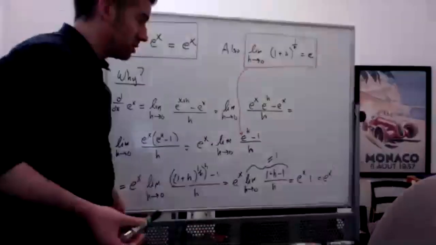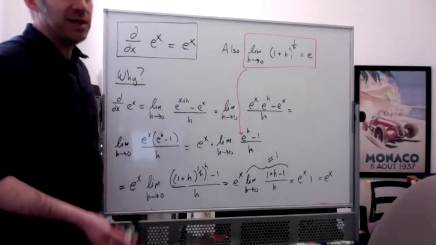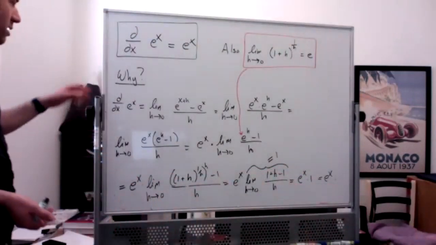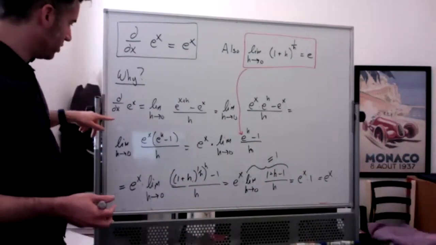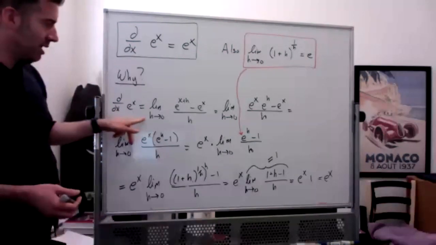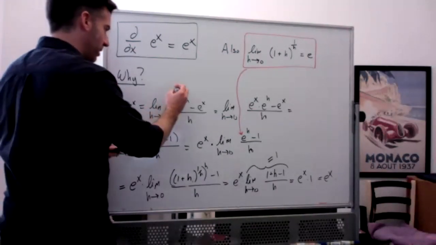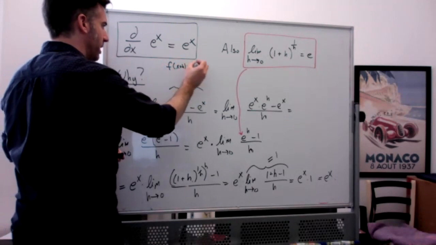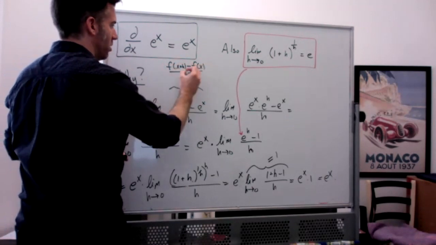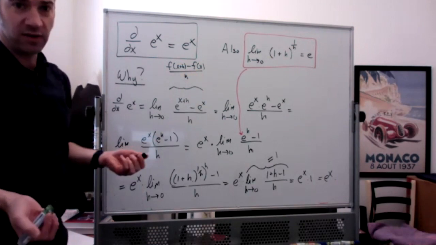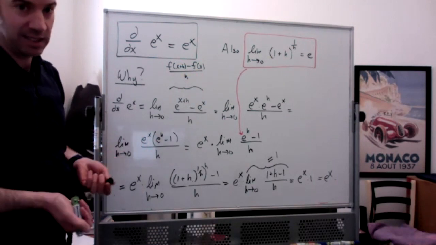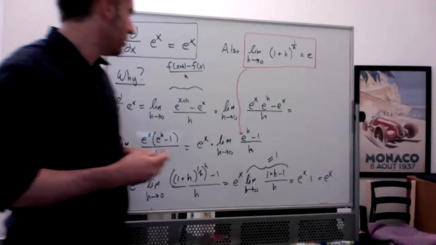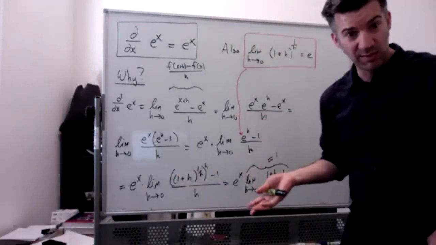We can also use the limit definition of the derivative to see that this is also true. So here's our limit definition, right? The derivative of e to the x is the limit as h goes to 0 of f of x plus h minus f of x, all over h. So I've just got e to the x plus h minus e to the x, all over h. And then I'm doing a little bit of simplifying.